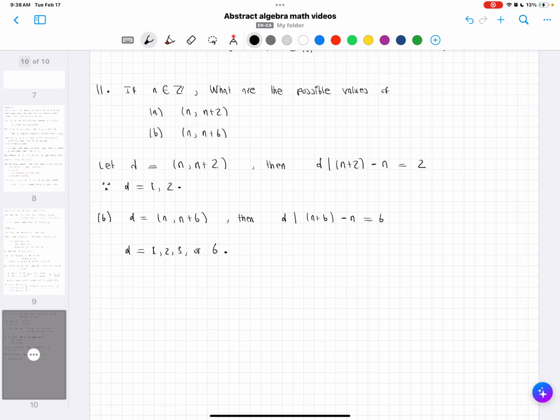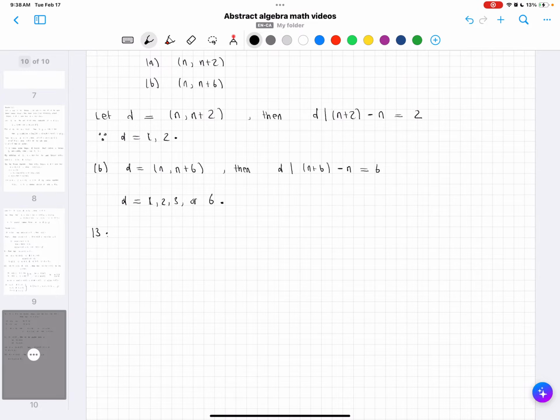So let's look at question 13 next. Suppose that A, B, Q, and R are integers such that A is equal to BQ plus R. Prove each of the following statements.